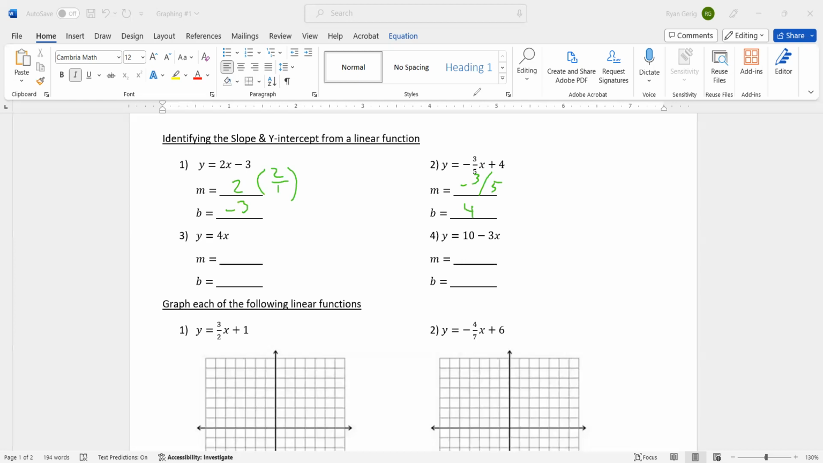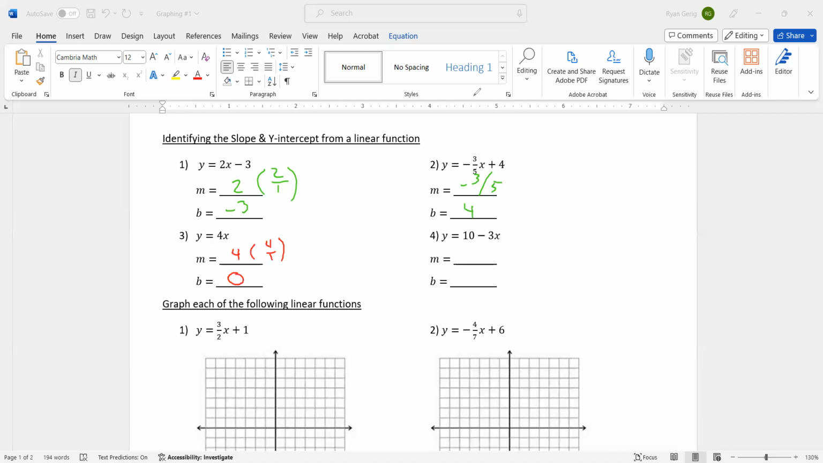Go down to number 3, y equals 4x. What's the 4? Is it the slope or is it the y-intercept? Well, it's next to the x. It's attached to the x with multiplication. That's my slope. So the slope here is 4 over 1. The y-intercept, there's nothing being added. The number that represents nothing is 0.